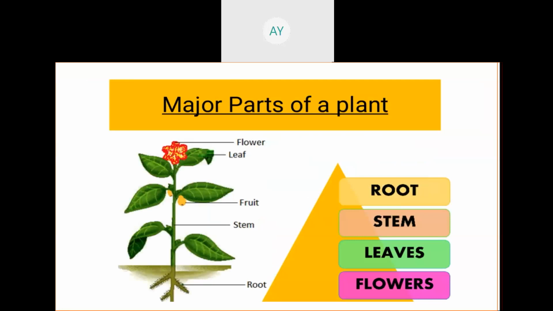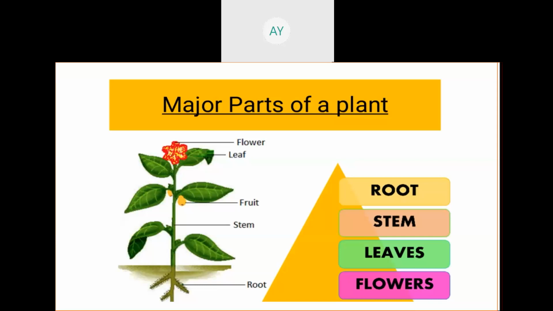Then the flower, that is the reproductive part and the most attractive part of the plant. And you will find the result of pollination and fertilization, that is the seed and fruit. So these are the different parts of the plant: the root, the stem, leaves and flower, and lastly the fruits.